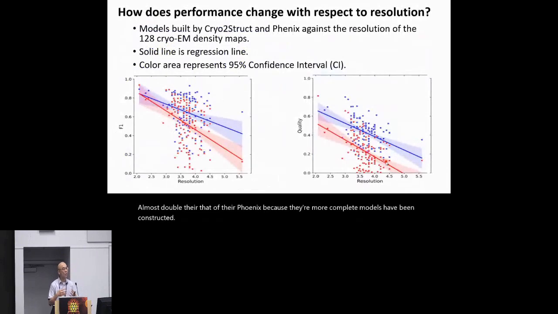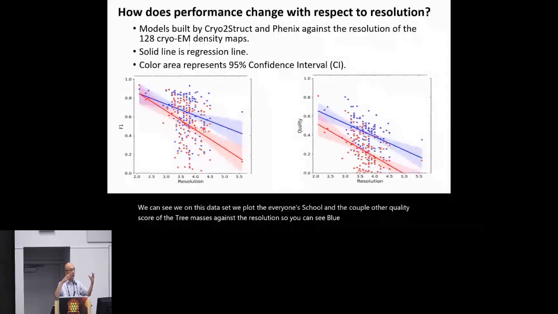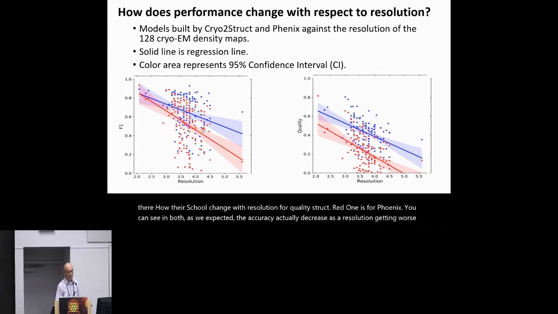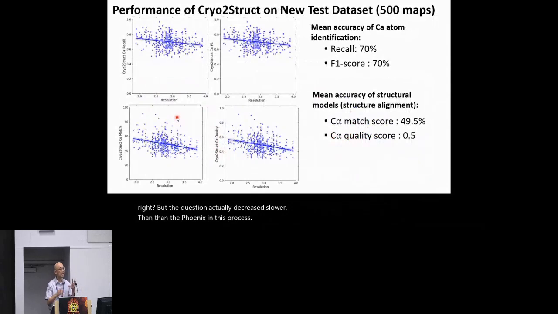Now, let's see how resolution affects the performance of these methods. On this data set, we plot the F1 score and the carbon alpha quantity score of the 2 methods against the resolution. The blue line represents how the score changes with resolution for Cryo-Struct. The red one is for Phenix. You can see in both, as we expected, the accuracy decreases as the resolution gets worse, right? But Cryo-Struct decreased more slowly than Phenix in this process. Then that's the standard data set.